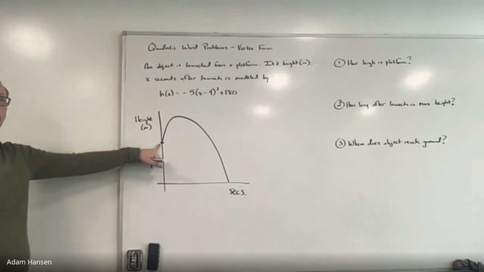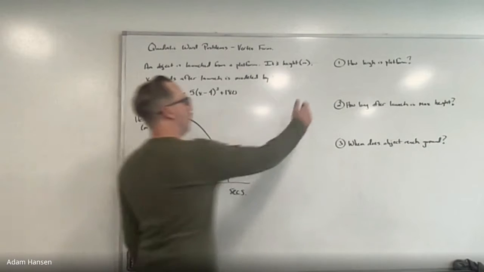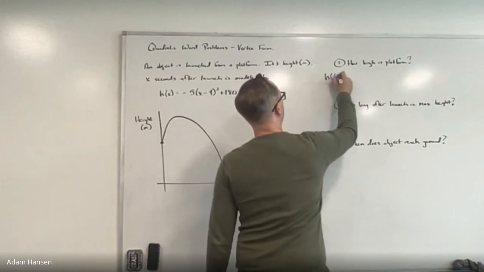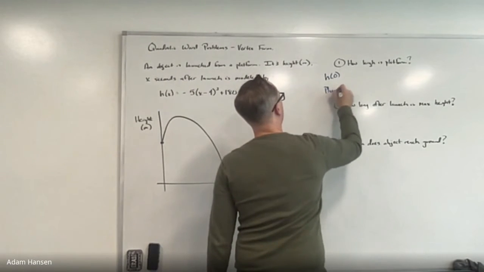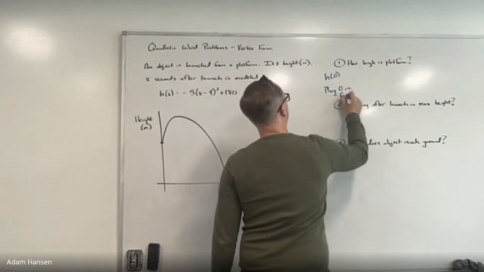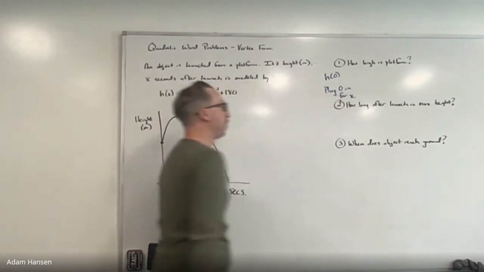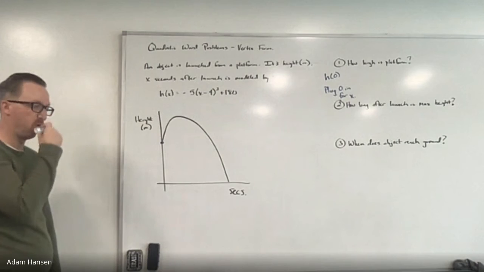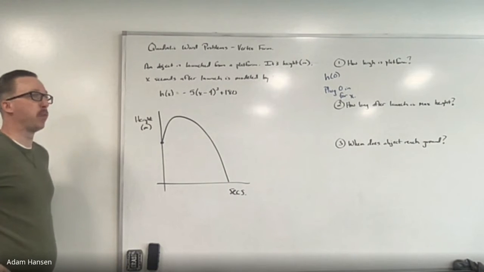Katie said, shouldn't x be 0 because I haven't thrown the rock yet? Time is still 0 because it's on the platform. We're going to find h of 0. We're going to plug 0 in for x to find the y-intercept. What is the height of the object for when time is 0?